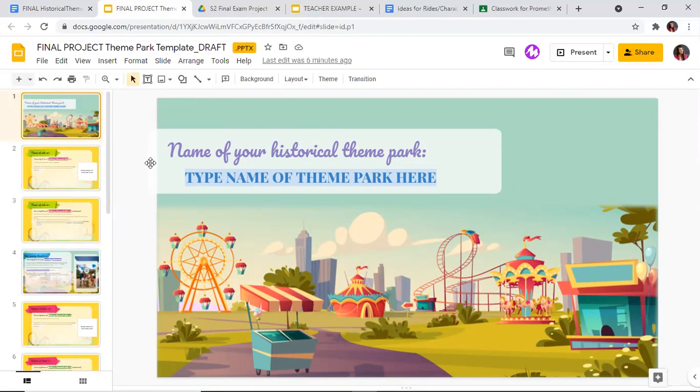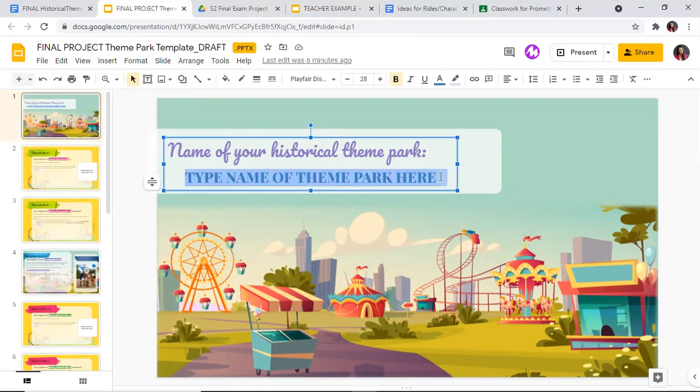The very first slide says the name of your historical theme park and then says type the name of the park here. As we've been discussing for each one of our unit projects, you would delete the text here and type in your park's name. Make sure you don't leave the placeholder text in. That looks very messy and it will lose you some points on the rubrics.